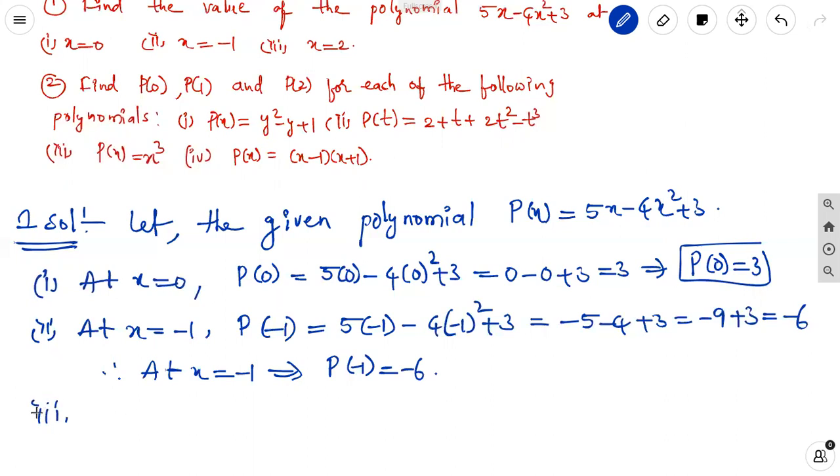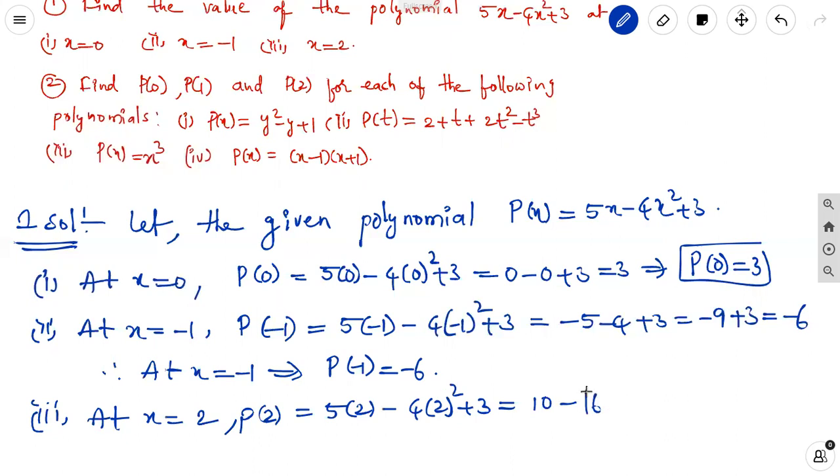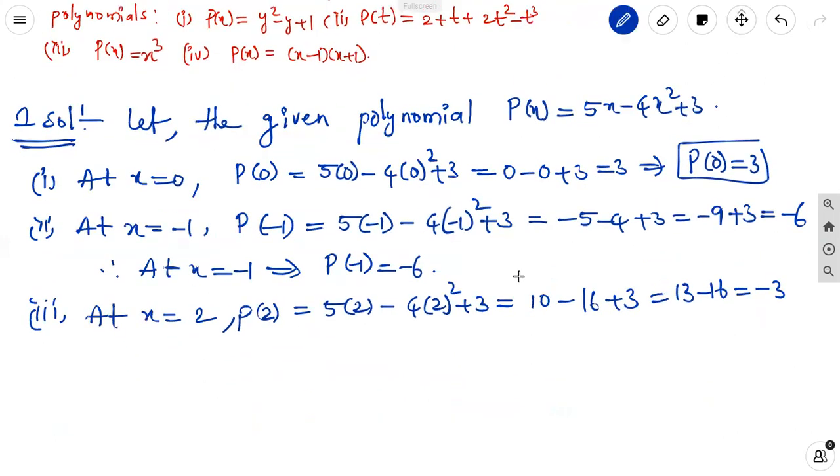Third one, at x equal to 2, the value of the polynomial is 5 into 2 minus 4 into 2 square plus 3. That is equal to 5 2s are 10 minus, 4 4s are 16, plus 3. 10 plus 3 is 13, minus 16, it is equal to minus 3. Therefore, at x equal to 2, p of 2 is equal to minus 3.